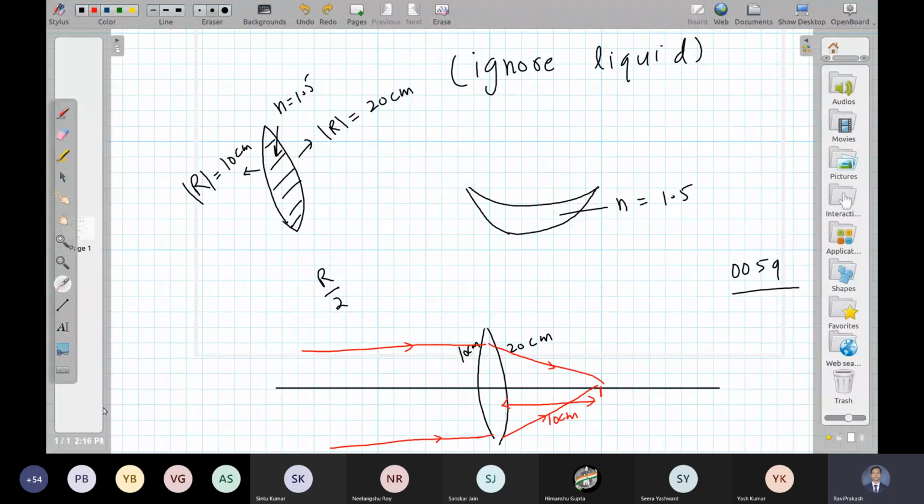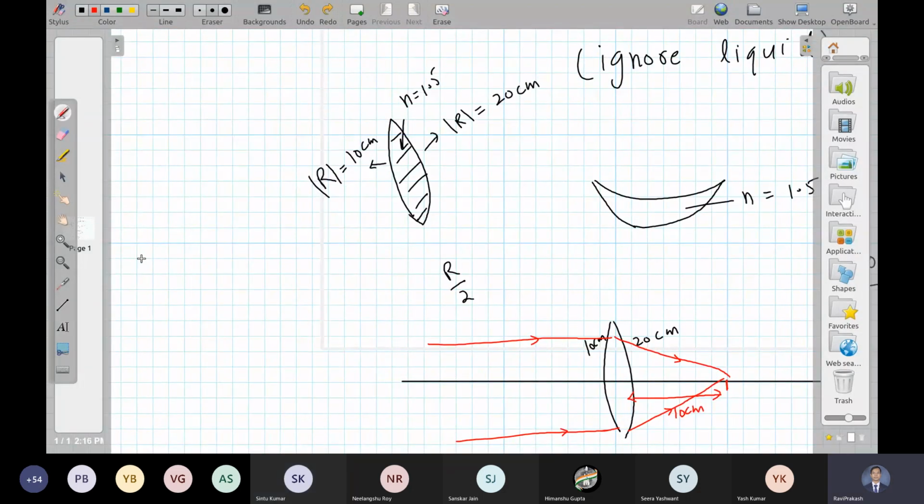आपको पता है कैसे सॉल्व करना है? Yes, sir. बताइए कैसे सॉल्व करेंगे? 1 upon f equals to (mu2 upon mu1 minus 1) into (1 upon r1 minus 1 upon r2).